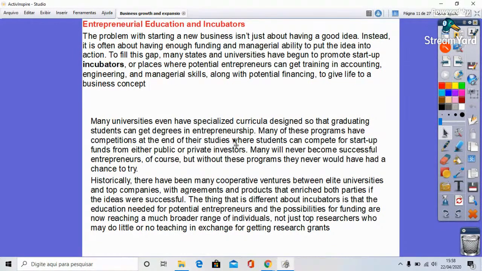Many of these programs have competitions at the end of their studies. So at the end of the students' studies, they have competitions where students can compete for startup funds from either public or private investors. So not everybody's going to get it. It's a competition. It is said that many of these young entrepreneurs will not become successful entrepreneurs. But still, people believe that these programs are essential because without them, many people would not even have the chance.